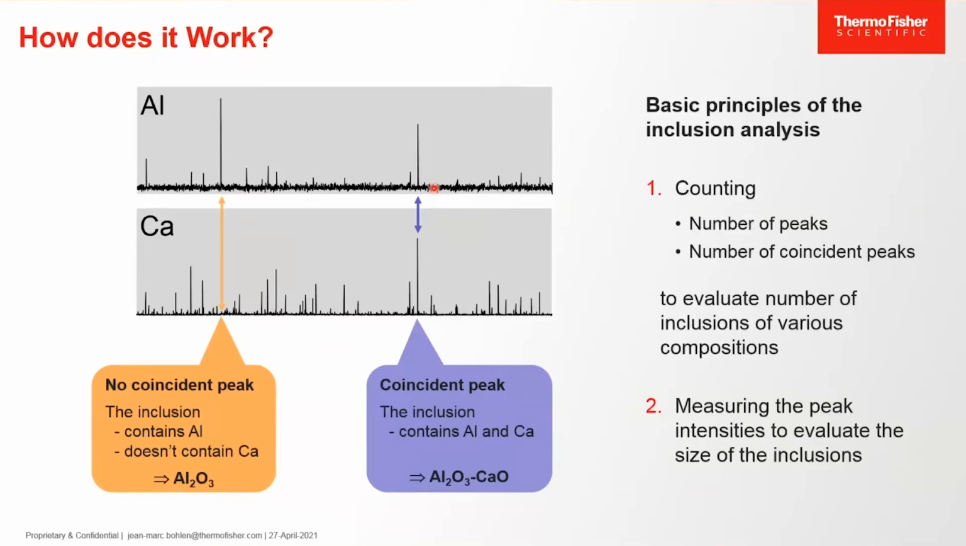So these are the basic principles of the inclusion analysis, where we count the number of peaks and the number of coincident peaks in order to evaluate the number of inclusions and their compositions. And second, we measure the peak intensities to evaluate the size of the inclusions.